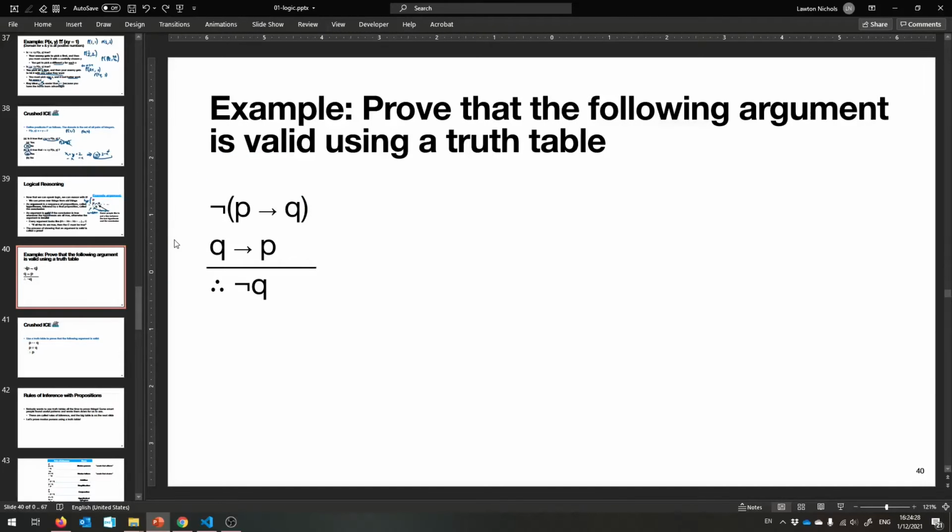So I'm going to assume the following. Assume that not (P implies Q) is true. Not of all of that. It's not true that P implies Q. And then let's assume that Q implies P. So if Q is true, then P is true. But it's not true that if P is true, then Q is true. So we're somehow going to prove that not Q holds. Okay, it must be the case that not Q is true.